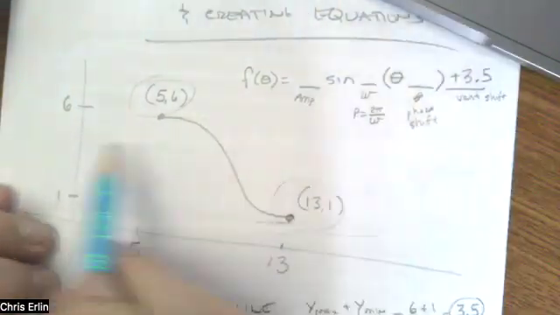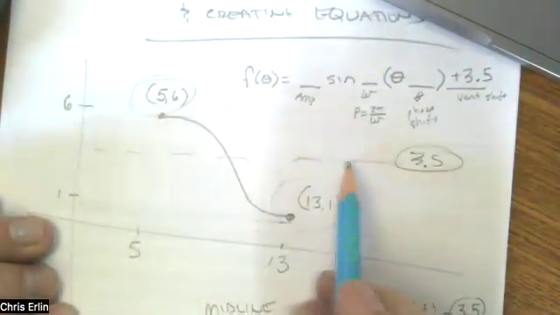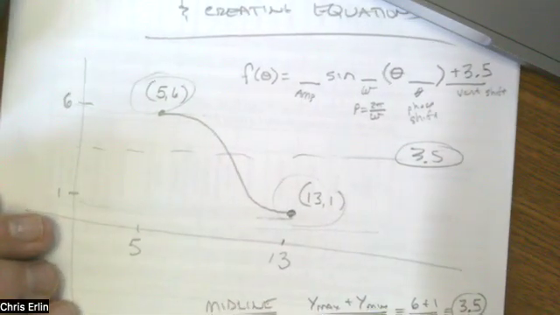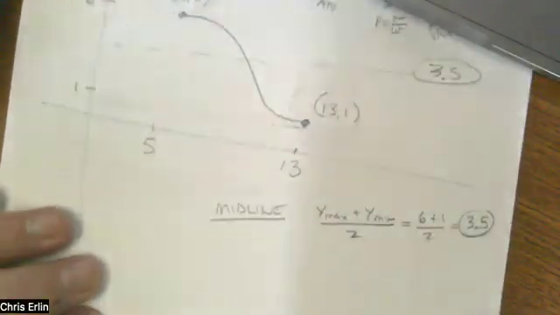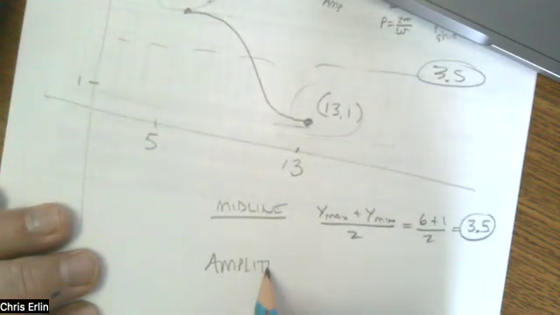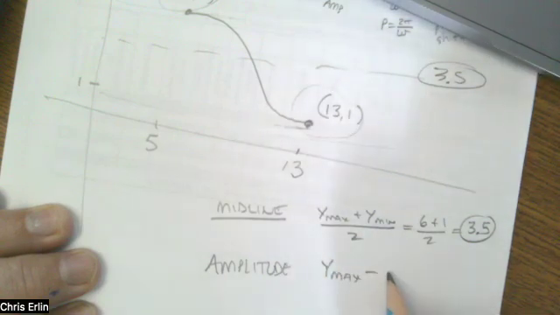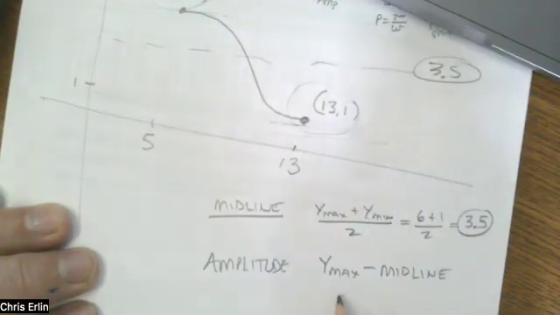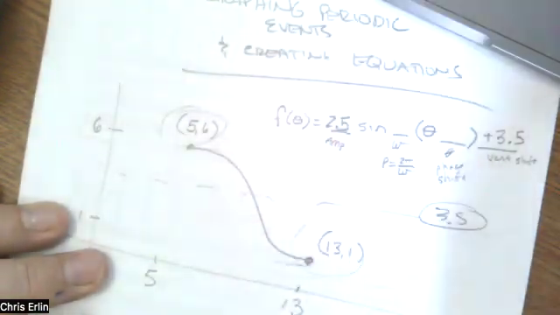Okay, so we've got the midline already. We know that this runs right through the middle of 3.5. Already knowing the midline now, can we find the amplitude pretty easily? What's the amplitude? A little louder. 2.5. Good. How'd you get 2.5? So in other words, it's the y max minus the midline. The y value, max value, minus the midline. In this case, that would be 6 minus 3.5, which would be 2.5. So we'll put 2.5 as our amplitude.